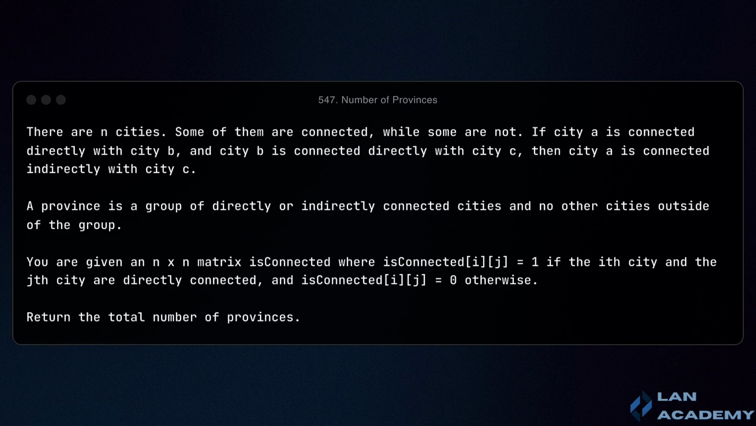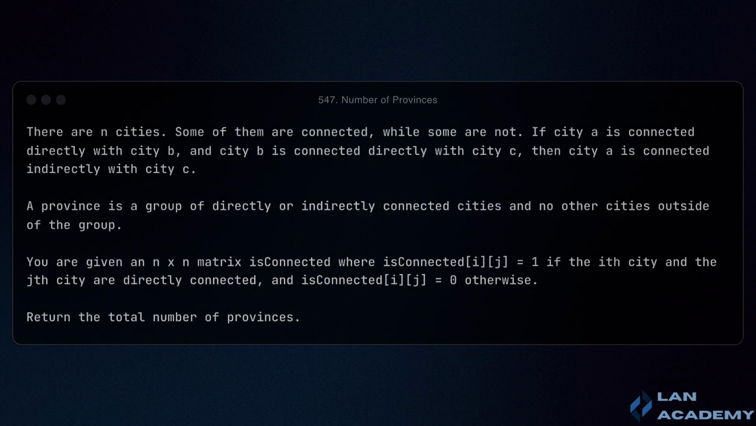A province is a group of cities that are directly or indirectly connected to each other and have no connections to cities outside the group. We are given an n times n array named isConnected, where isConnected[i][j] equals 1 indicates that city i is directly connected to city j, and isConnected[i][j] equals 0 indicates that city i is not directly connected to city j. Our goal is to return the total number of provinces.